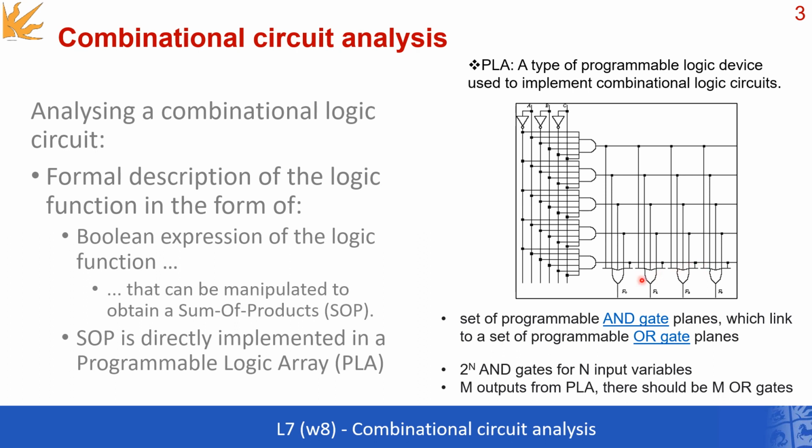Now, if you want to have n input variables, you will need 2 to the power of n AND gates. And if you want to have m outputs from this PLA, then there should be m OR gates.